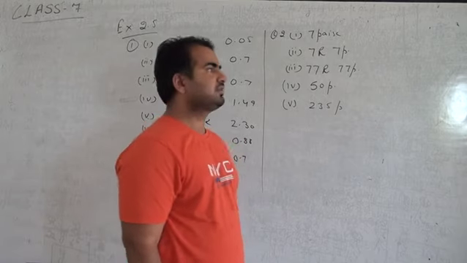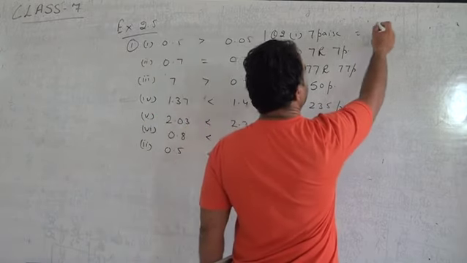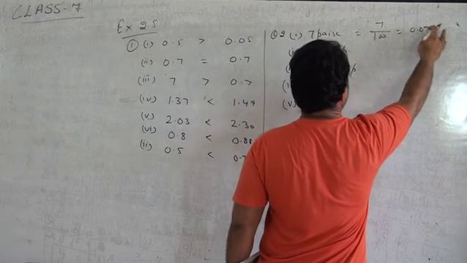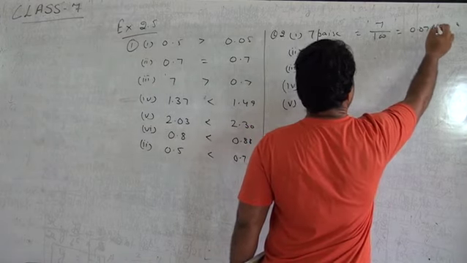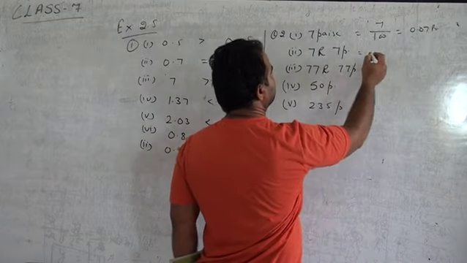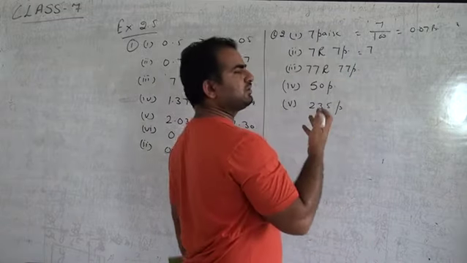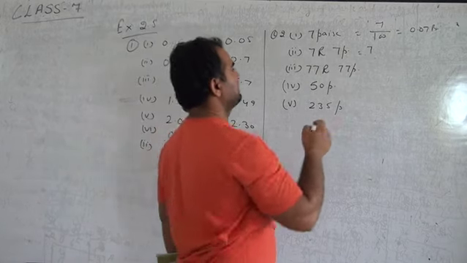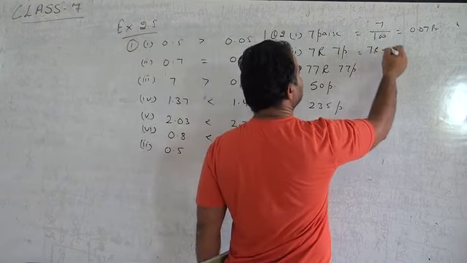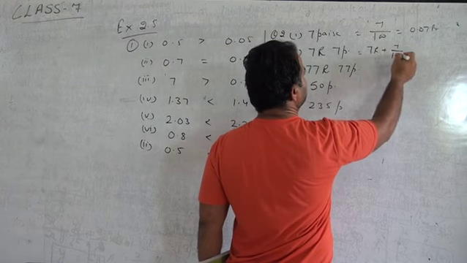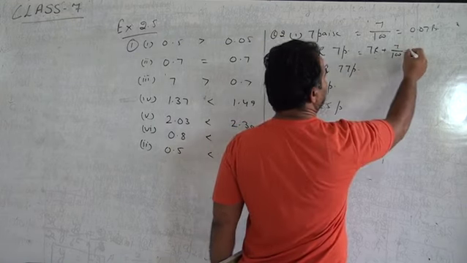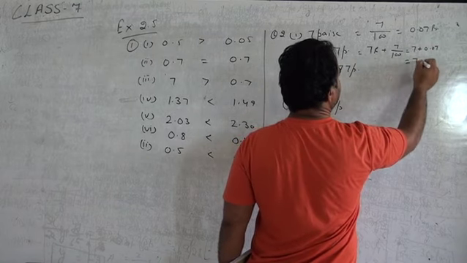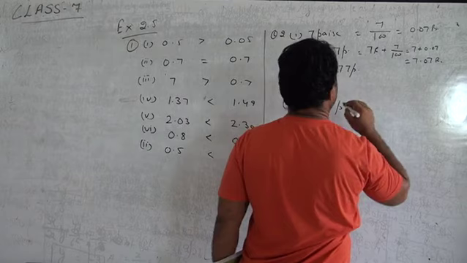When we have to convert into rupees, we divide paise by 100. So it will be 7 upon 100 equals 0.07 rupees. The second one is 7 rupees, which is already in rupees, so we don't have to convert it. It is 7 rupees already, plus 7 paise, so we divide the paise by 100. It will be 7 plus 0.07, which is 7.07 rupees.